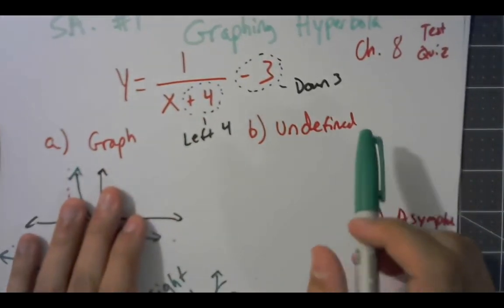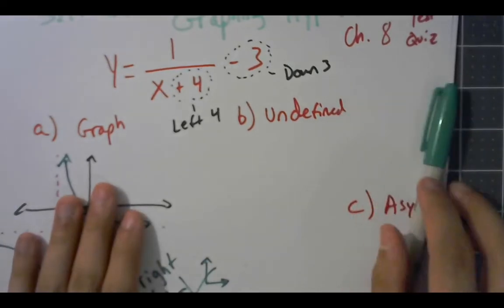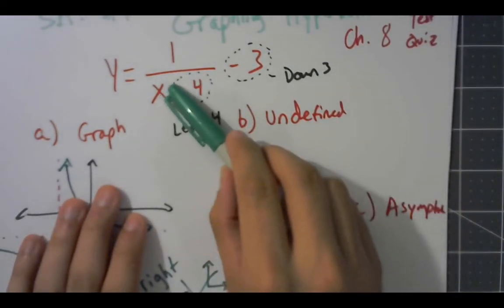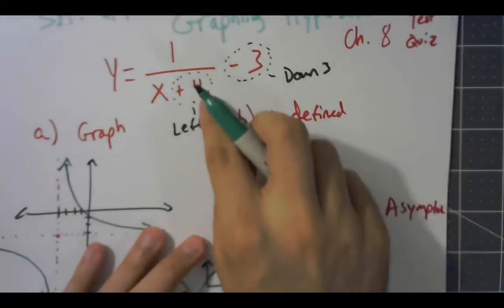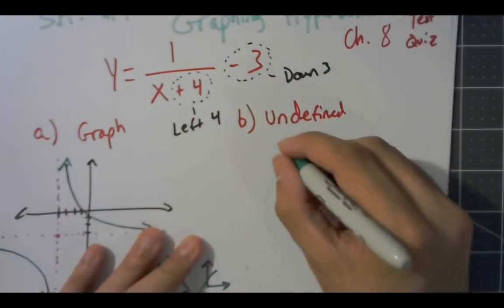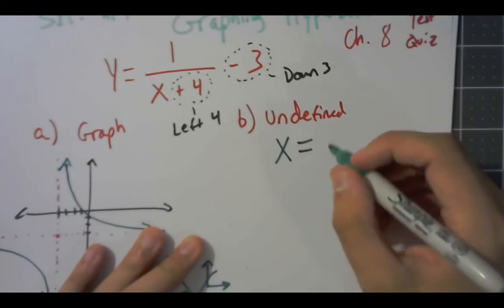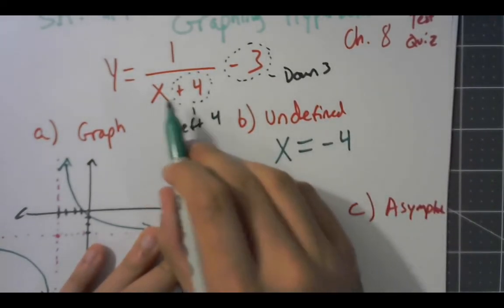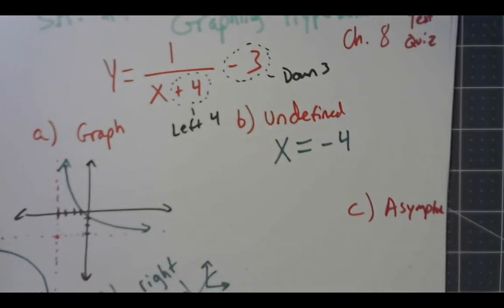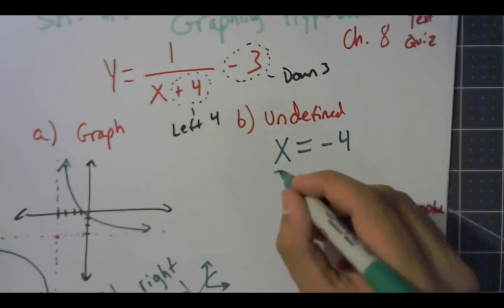Part 2, where is it undefined? Well, it's undefined wherever whatever we plug in for x would be equal to 0. So we're looking at the opposite of this. So it's undefined at x equals -4. Because if I put a -4 in here, -4 plus 4 gets me 0. So there's my answer for that one.